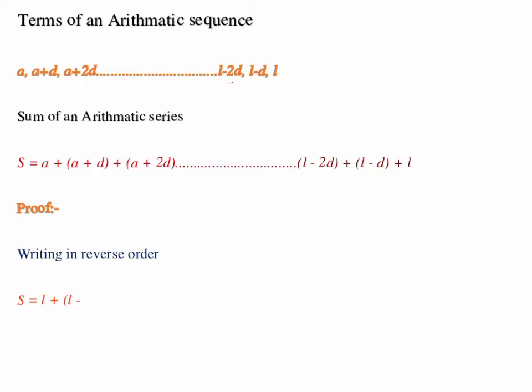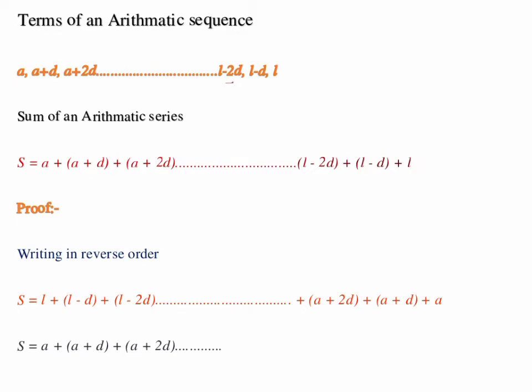S equals L plus L minus d, plus L minus 2d, and so on. Now we'll write it in the natural, original order. Now what we will do, we'll add both left hand side with right hand side.